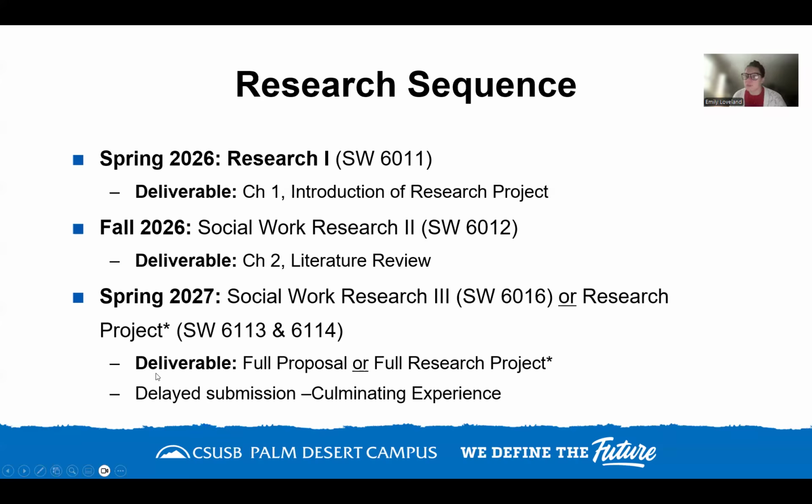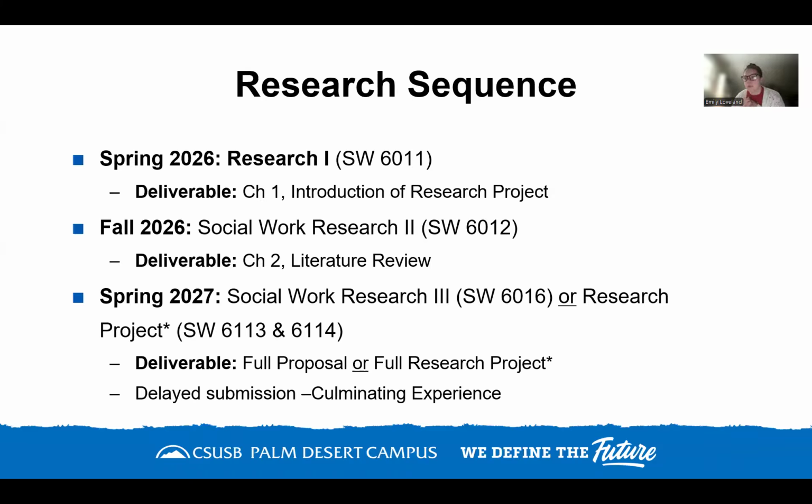And whether you do 6016 or 6113 and 6114, your final deliverable as of spring 2027 will be either the full proposal, which is those 3 chapters, or the full research project, which ends up being 5 chapters. Your intro, lit review, method section, like everyone else has, a results chapter, and a discussion/conclusion chapter.